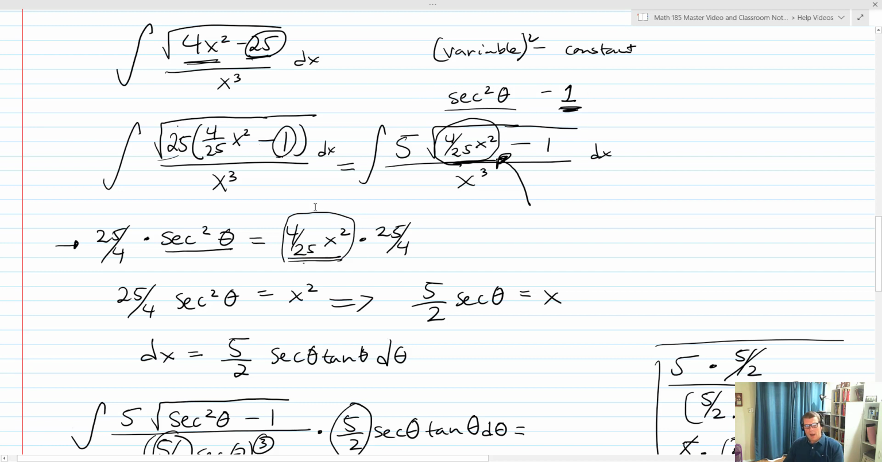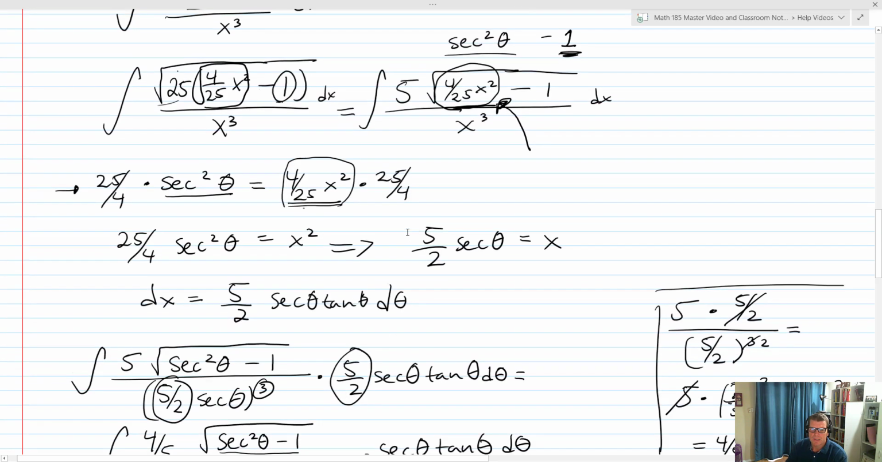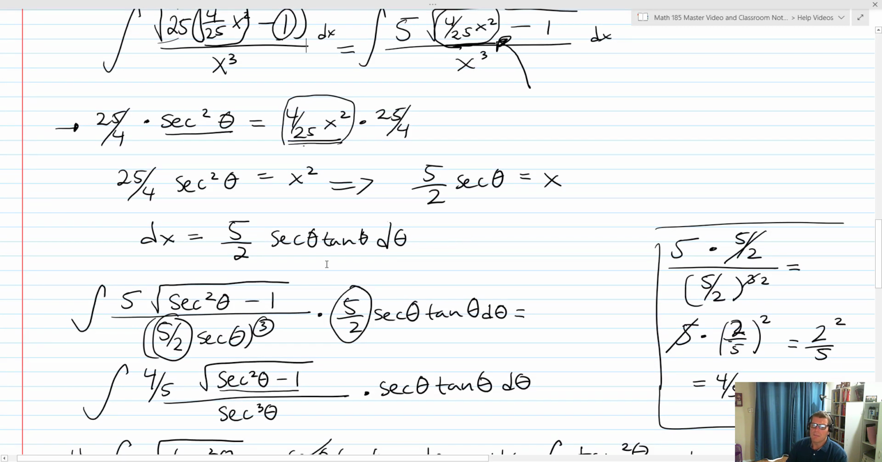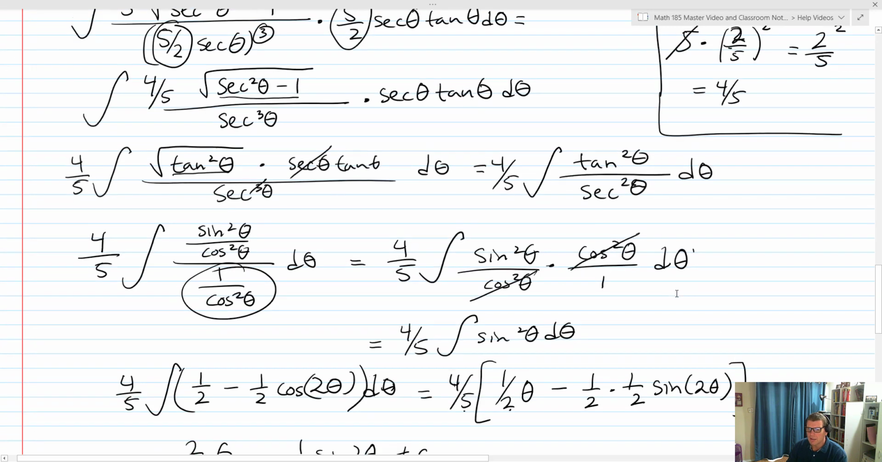So now I'm going to set this value right here, 4 over 25 x squared, equal to whatever I want to substitute. I'll make a straight substitution at that point, but then I'm also going to have to solve for x, because I'm going to need to find dx as well. Once I do that, it's just a matter of plugging things in and simplifying my problem. And sometimes that could be very involved, like this one is.